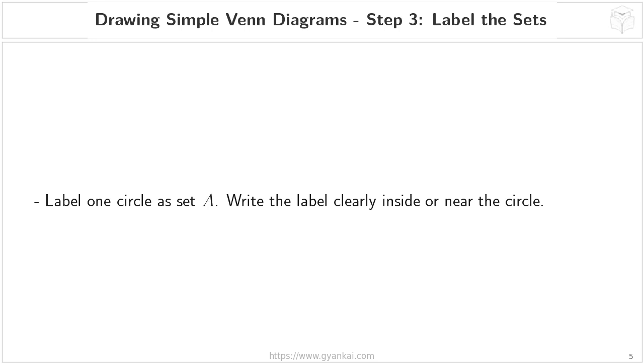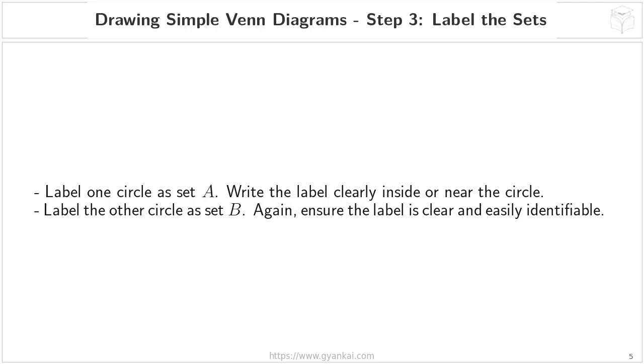Write that label, A, clearly inside the circle or very close to it, so it's easy to see what the circle stands for. Next, we label the other circle as set B. Just like with set A, set B represents another group with its own characteristics. Again, make sure you write B clearly inside or near that second circle.